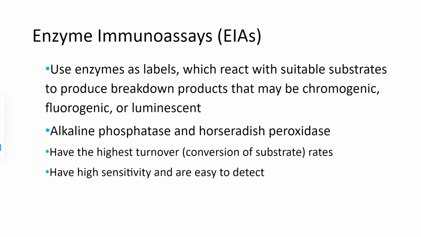Enzyme immunoassays are much safer, abbreviated EIAs, and you will see that abbreviation on tests and on the qualifying exam. It uses enzymes as labels which react with suitable substrates to produce breakdown products that may be chromogenic. Chromogenic means color producing. Fluorogenic means fluorescence producing. Or luminescent, and luminescent would be giving off light. Alkaline phosphatase and horseradish peroxidase have the highest turnover conversion of substrate rates and have high test sensitivity and are easy to detect.